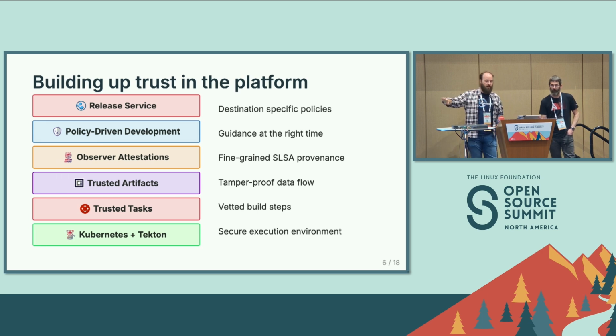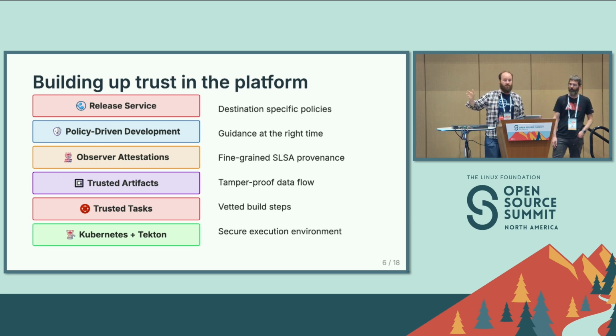So I'm going to start from the bottom to briefly describe how we build up trust in the platform. We start with Kubernetes and Tekton to get our secure execution environment. We have namespace isolation. Every team has its own namespace. Chains, which generates the provenance, is running in its own namespace as well. So it's not possible for the user workloads to access the keys that are generating the provenance. And then you also have pod and container isolation within that.